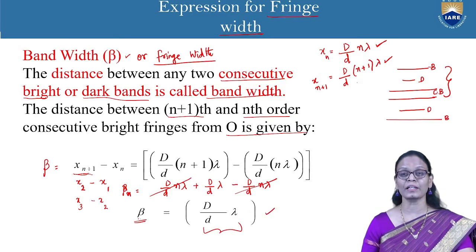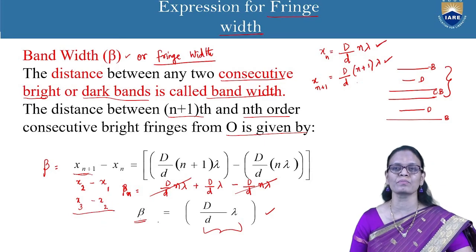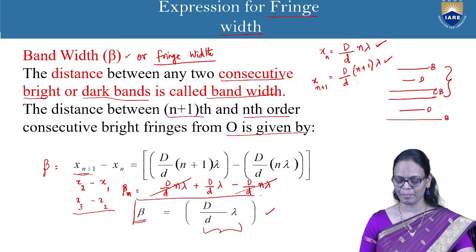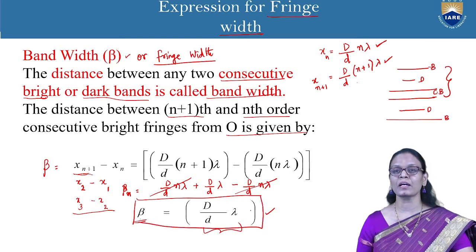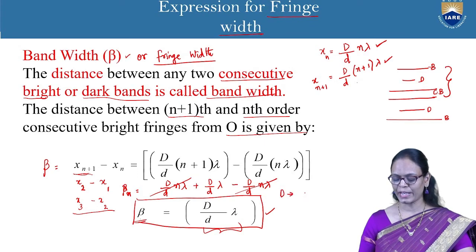So what is beta here? It is the distance between any two consecutive bright fringes, that is given by capital D by small d into lambda. Here you need to understand the terms. Capital D is what? It is the distance between source and screen.